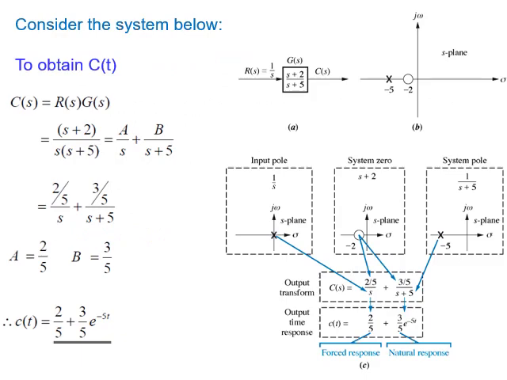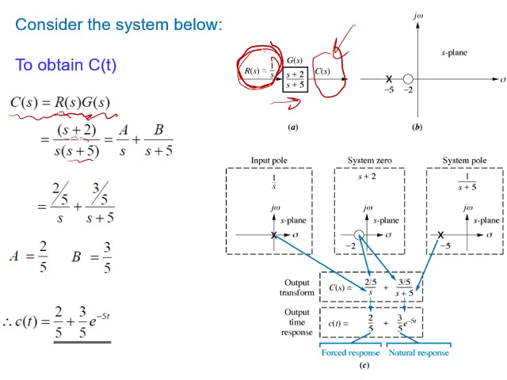To obtain the output, the response c(t), you remember when we discussed the Laplace transform, we calculate C(s) first by multiplying the input by the transfer function. You will get C(s), and then find the inverse Laplace of C(s), which is going to give us the response. Like you see here, C(s) equals R(s) times G(s), which equals 1 over s, because here the input is 1 over s, a unit step, multiplied by (s plus 2) over (s plus 5).